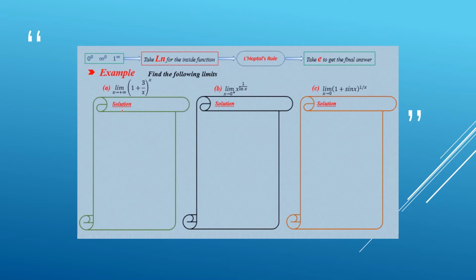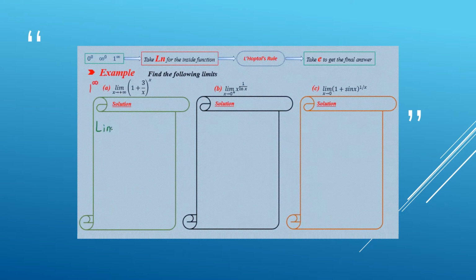So for the first part we have limit (1 plus 3 over x) to the x when x goes to positive infinity. To find the solution of this one, first you have to replace x by infinity to check if it's okay or not. Now 1 plus 3 over infinity, 3 over infinity equal to 0, so we have 1 inside the bracket to the power infinity. So 1 to the infinity is one of these cases, so you have to take ln for the inside function.